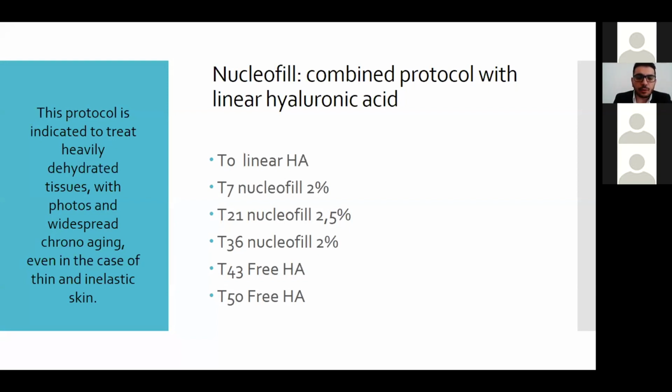So for T0, or the first day, we can apply the Skin Pill Basic or any other non-cross-linked hyaluronic acid. 1 week later, we can apply the medium NucleoFill, and then 2 weeks later 1 session of strong, and then after another 2 weeks, 1 medium, and then after 1 week, 1 session of free hyaluronic acid, and then after 1 week, another session of free hyaluronic acid. This mainly targets the type of skin that is dehydrated or has very strong photoaging or chronoaging.